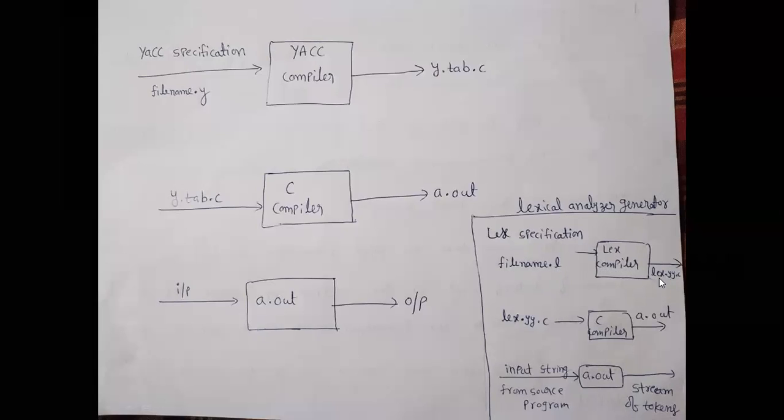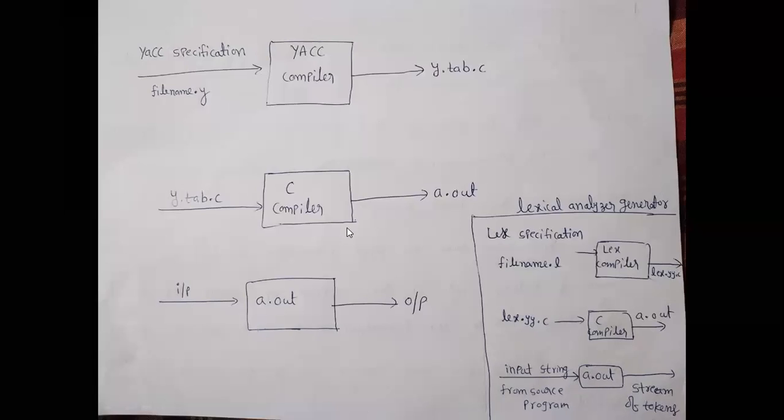So all of you know lex dot yy dot c. What is the dot c extension? It is a C program. So lex dot yy dot c, by using the C compiler, we can produce a dot out, and we are taking this as the input. This a dot out is the source program. We are giving one source program to it, and it is converted into a stream of tokens. So we are taking the input string from a source program and converting it into a stream of tokens.